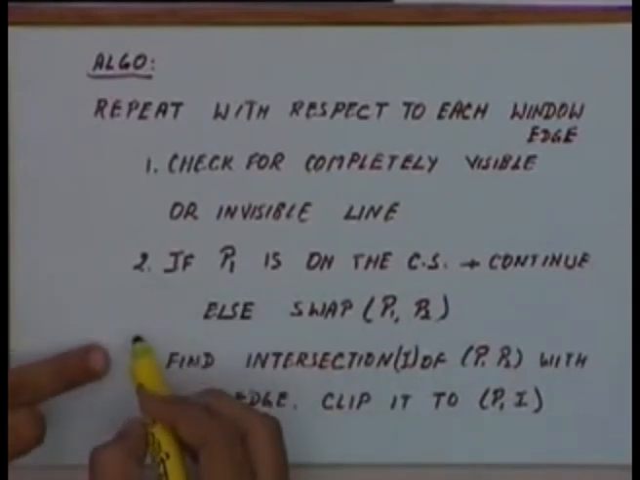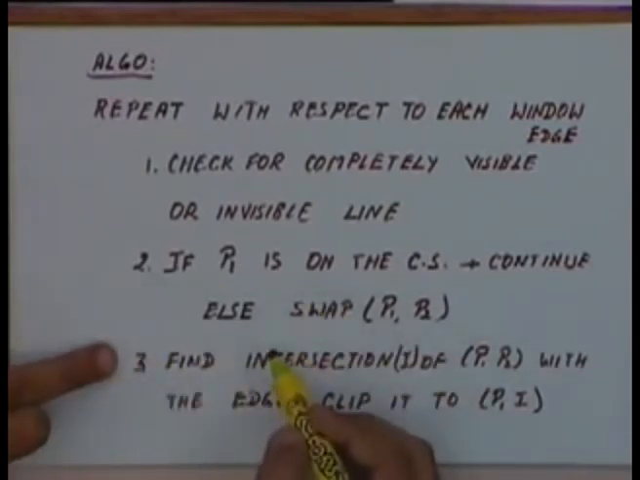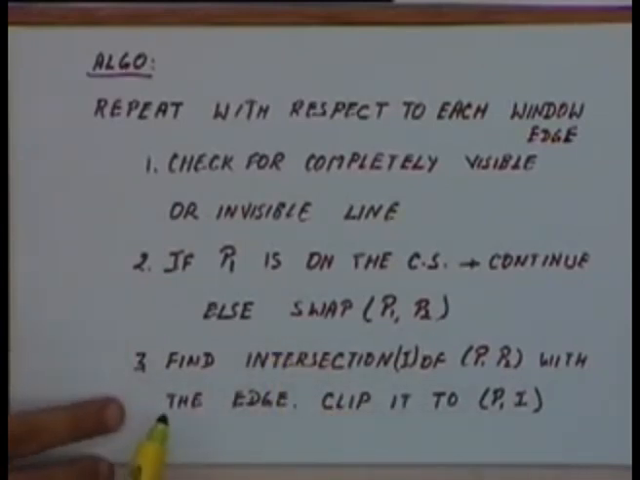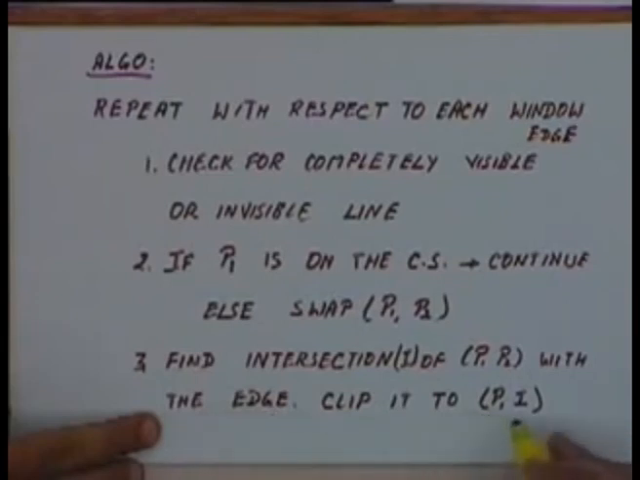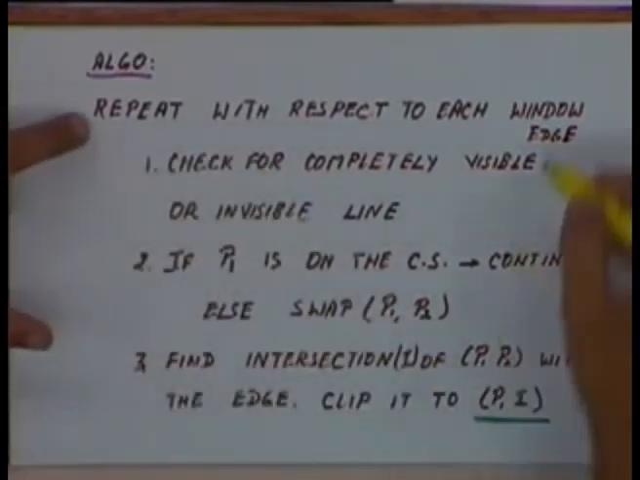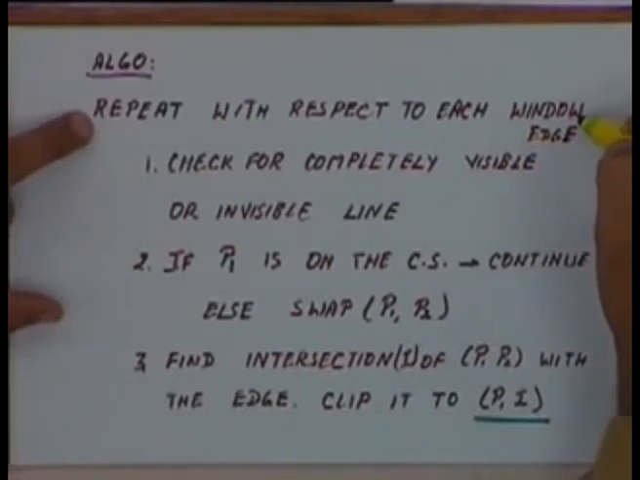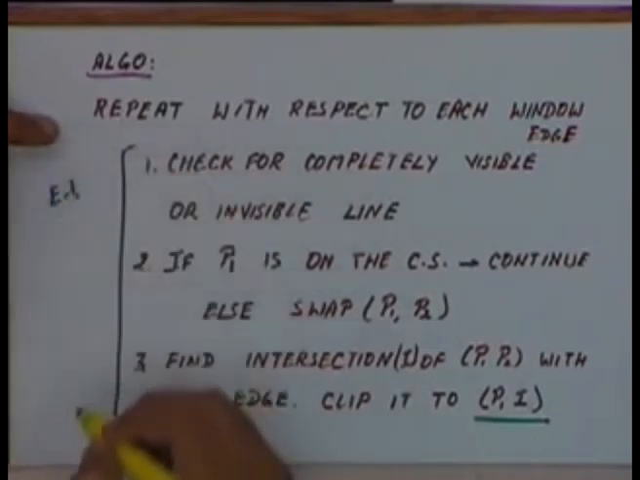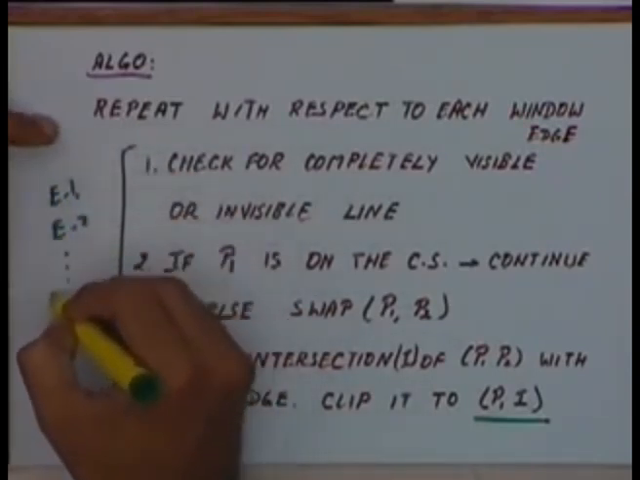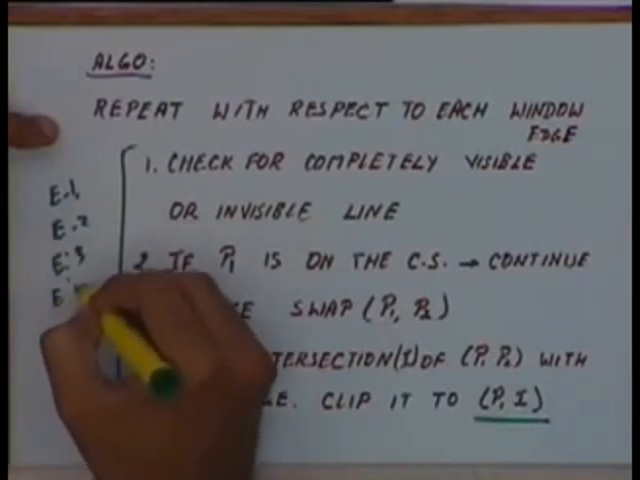So after this step 2, I know for sure that P1 is on the correct side. And then in step 3, I just find out the intersection of P1 P2 with the clipping edge and the line will get clipped to P1i. Then I'll take this line and repeat it and clip it with respect to the remaining 3 edges. So first I'll repeat this whole process with respect to edge 1, then with respect to edge 2, and so on, edge 3 and edge 4.